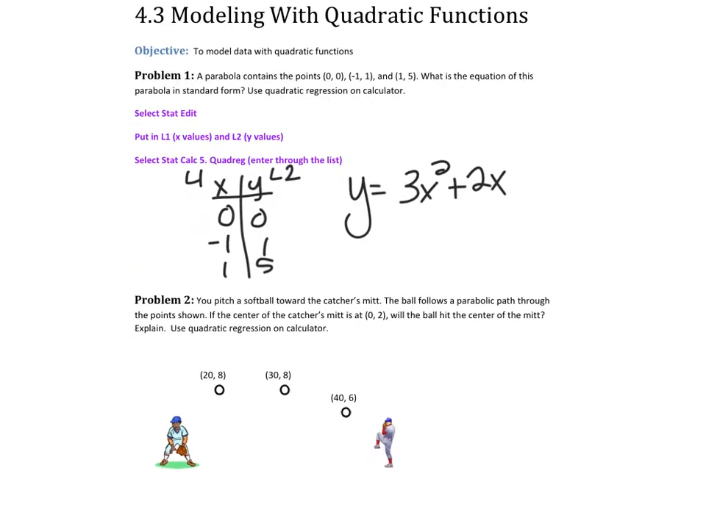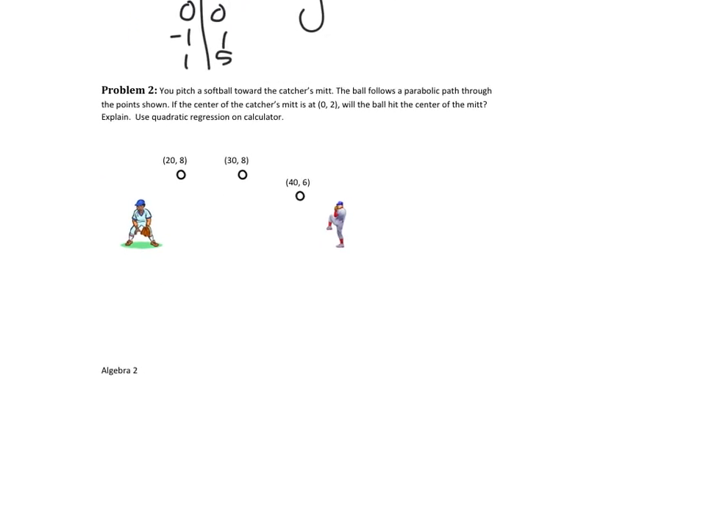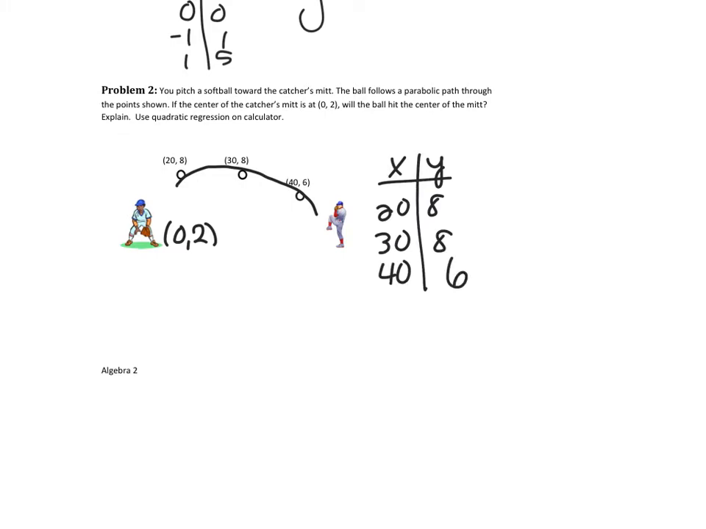Now for problem 2. Here we have a softball pitcher, and we're trying to see if the ball will hit the catcher's mitt, which is at the ordered pair 0, 2. So I'm going to find the regression line using just the 3 points they give us, 28, 38, and 46.